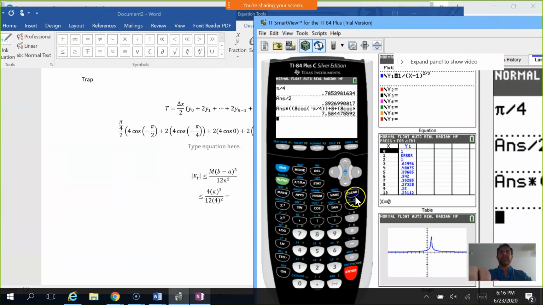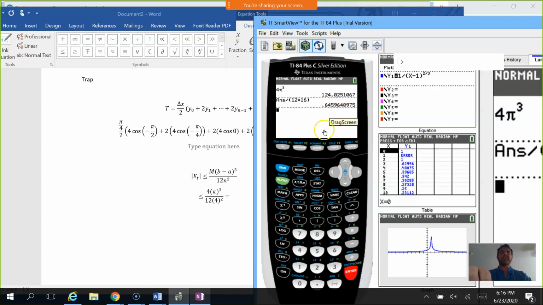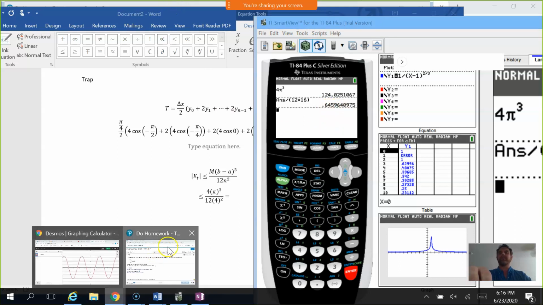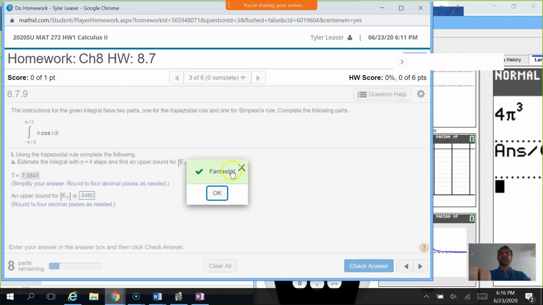It's hard to get everything on the same screen with my limited space here. So that 4 pi cubed, that divided by 12 times 4 squared, which is 16. So we get this, 0.64596, so 0.6460. Cool.